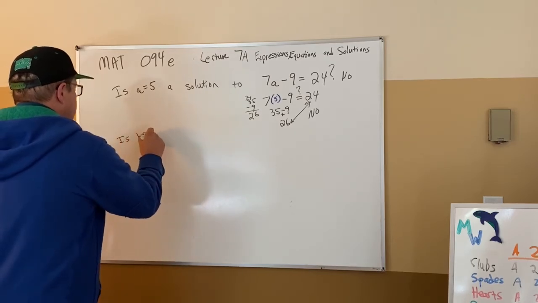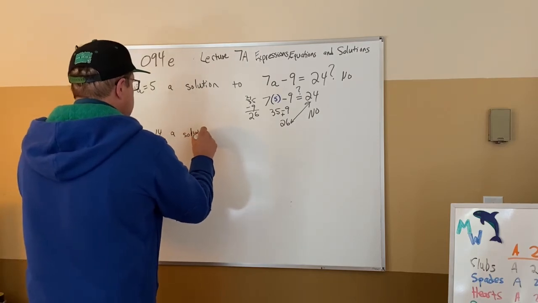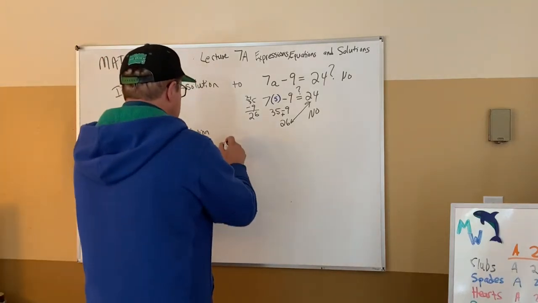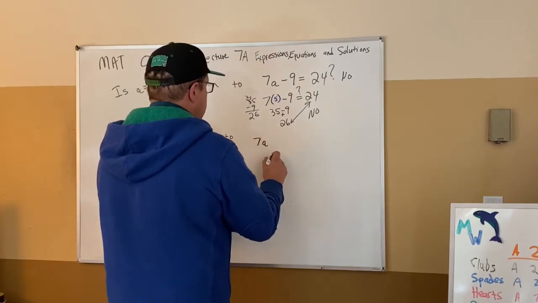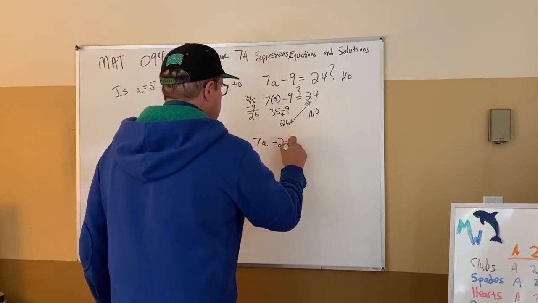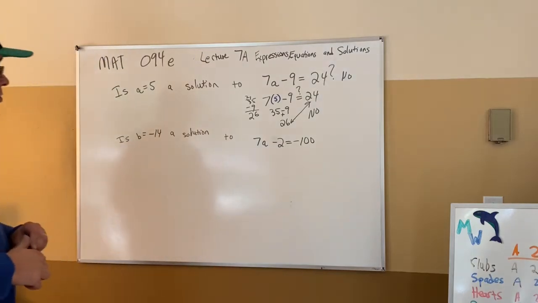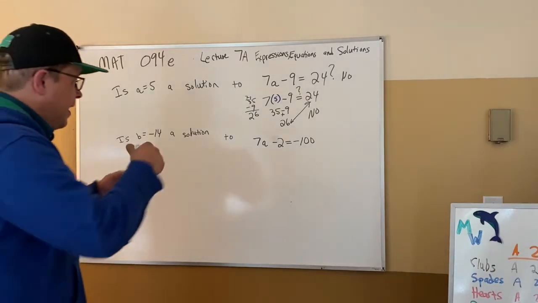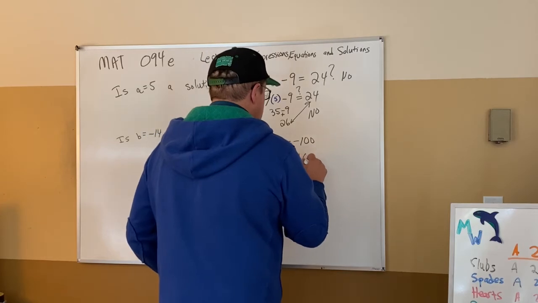Is b equals negative 14 a solution? Sometimes they'll say the solution, sometimes they'll say a solution. Kind of depends on what kind of equation you're dealing with, but I'll go with a solution to 7b minus 2 equals negative 100. Now, once you're allowed to use a calculator, of course, go ahead and use the calculator, but algebra requires me to get the b working for me. So I've got my 7, I've got my minus 2, and I got the fact that it's trying to equal negative 100.